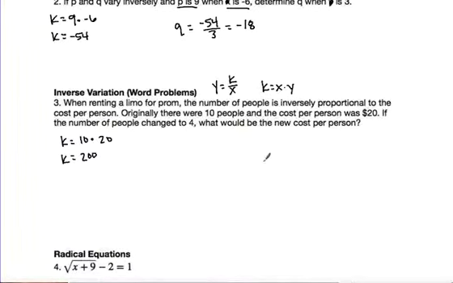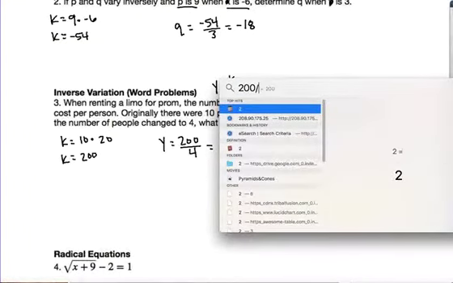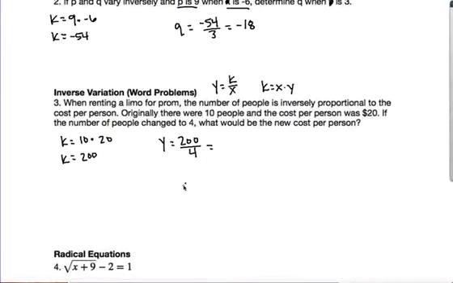So this is saying that the cost of the limo is $200. Now, we're going to change the number of people that we have to 4. So if we change the number of people that we have, that would be our x value. So we're going to change our x value to be 4. So now we're going to say y equals 200, because that's our k, over 4. So if we do 200 over 4, we would get $50. So if only 4 people are going, they're going to have to pay $50 each.